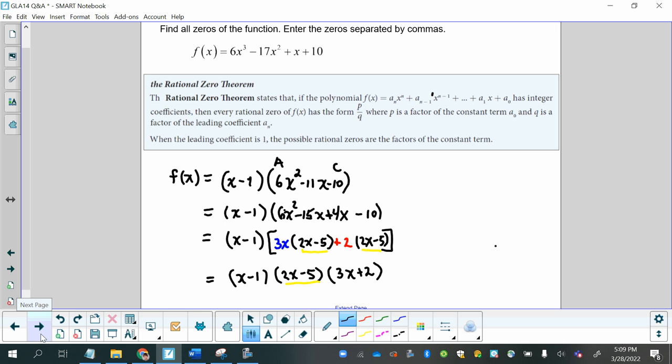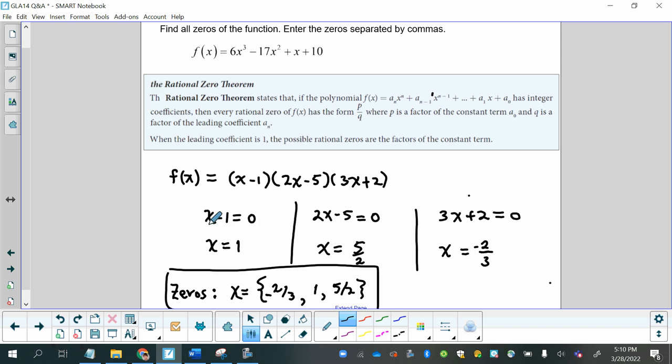Cool, because now I can set each one of those factors equal to zero because we know that if even one of the factors were equal to zero, it would make the entire function become zero. So I set each of the factors equal to zero and solved to get the values of x, which would make the function zero out. And so I came up with this list of my zeros for this question. So I've actually answered the question. It said find all the zeros of the function, and I did that.